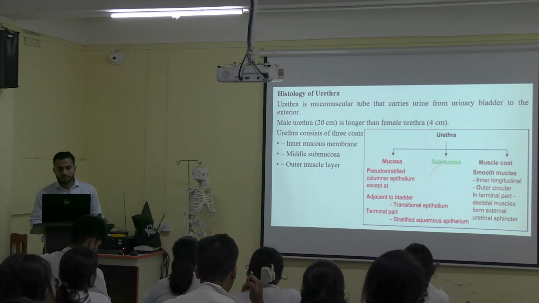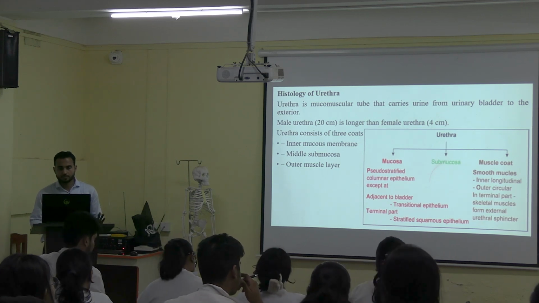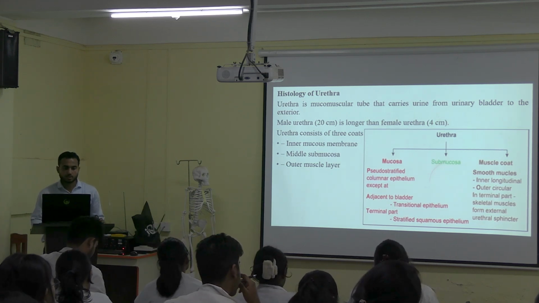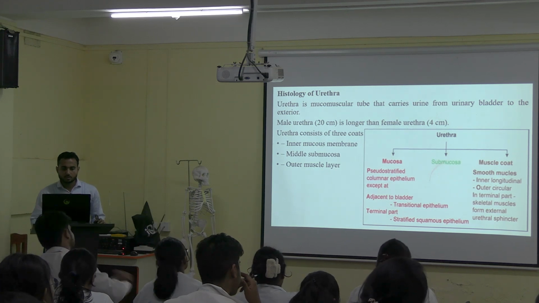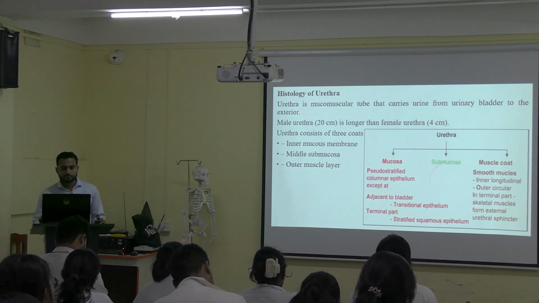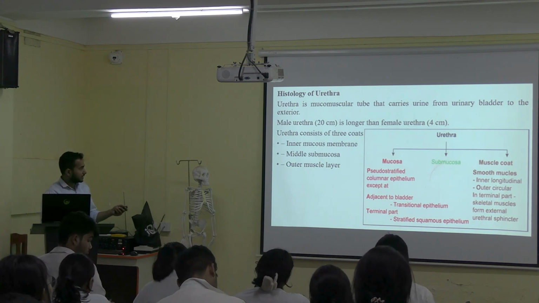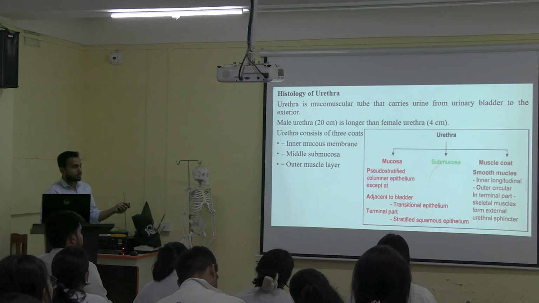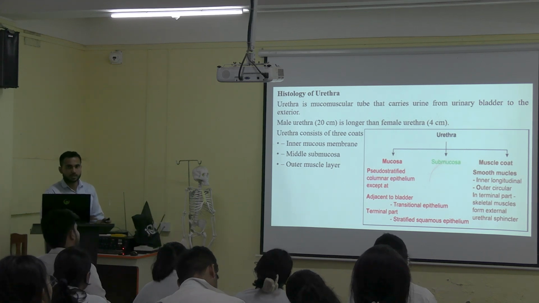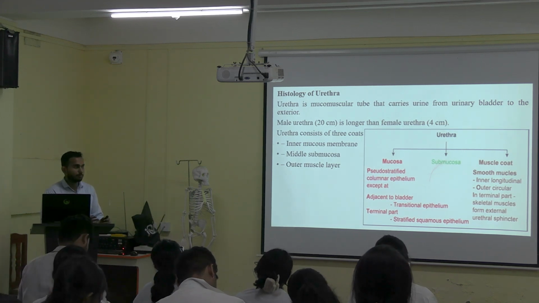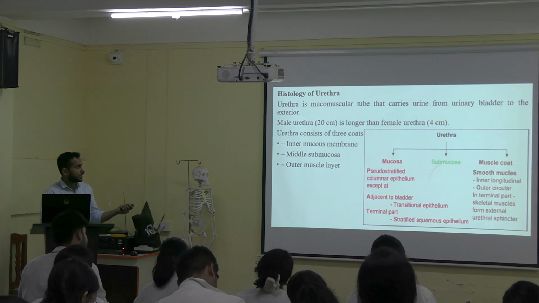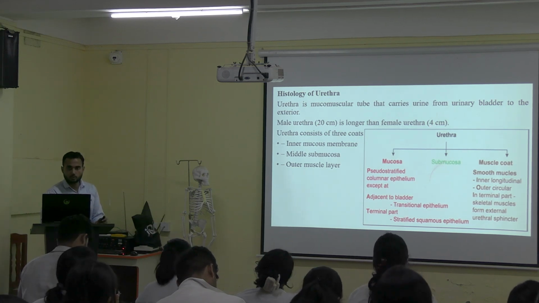So here you have to mention the male urethra and female urethra separately, because there are some changes. Entirely it is not the same. Okay, so if you see the urethra, it is a mucomuscular tube which is carrying urine from the urinary bladder to the exterior. In case of male, it is approximately 20 centimeter. In case of female, 4 centimeter.